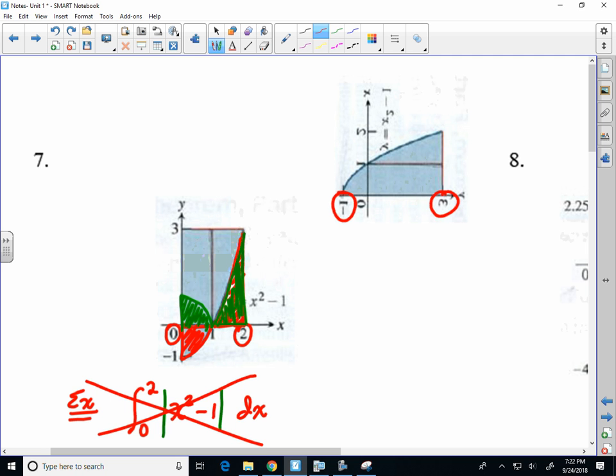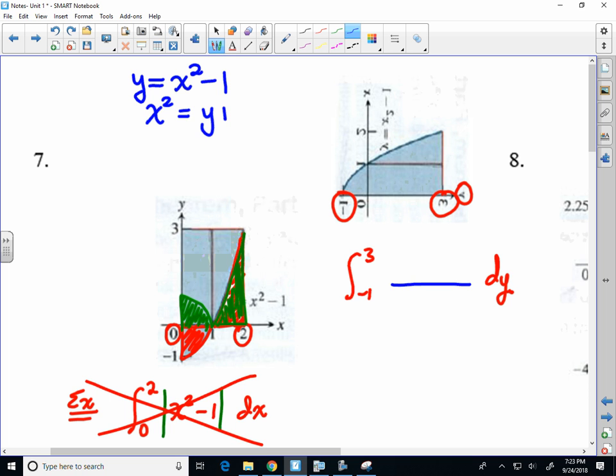We want this. So we're going to go from -1 to 3. Our perspective is going to be with respect to the y variable. The only issue is I now need an expression that's in terms of y. All right, so my original expression, y equals x squared minus 1. I'm a little algebra away from getting what I need. Add the 1. x squared is equal to y plus 1. And then root it. x equals root of y plus 1.